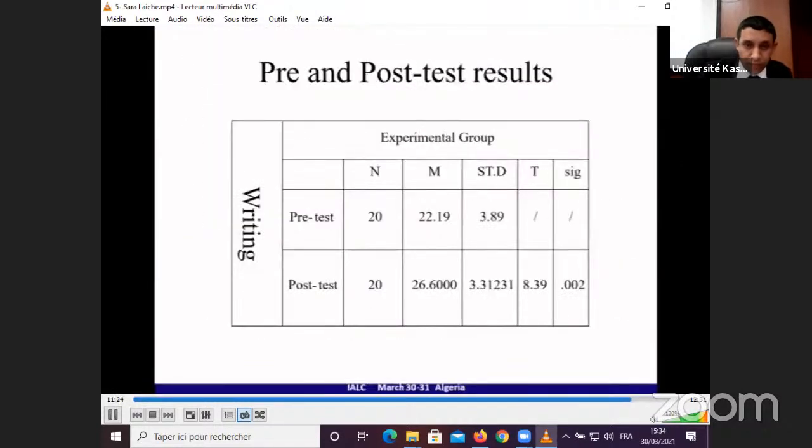This table shows the result of the pre and post test, and it reveals that there is a slight enhancement in learners' performance. Slight because it was a short time experiment.